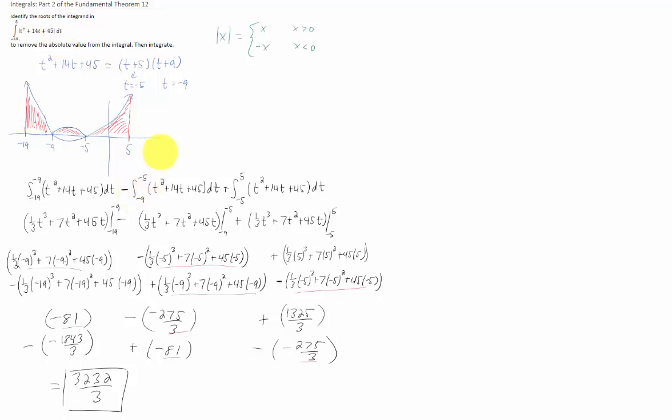The piece of information to take from this problem is that if you're integrating the absolute value of a function, you can first find the zeros or the roots of that function. That's where the function crosses the x-axis. Then you have to split up the integral into pieces based on those roots. And wherever the function is below the x-axis or negative, that piece of that integral you have to put a negative sign on to make that area positive.